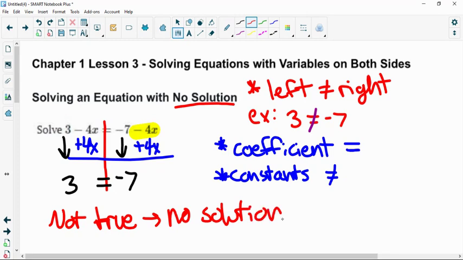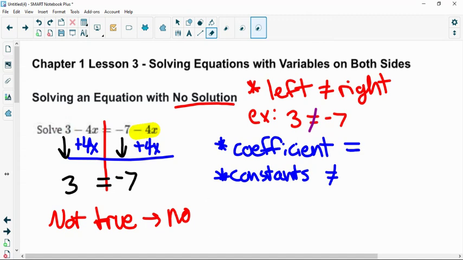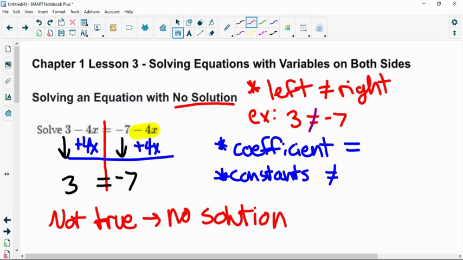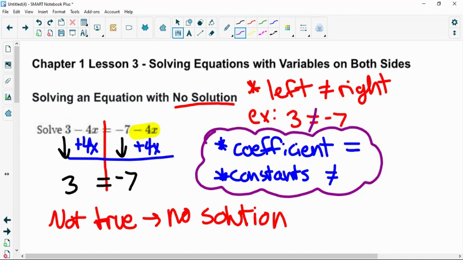There is no number for x where the left and the right side are going to be equal to each other. There's just no way. And I actually gave you the hint earlier of what you could be looking for. If you look at an equation and you notice that the coefficients on the variable are the same, but the constants on each side are different, they're going to always have this result.